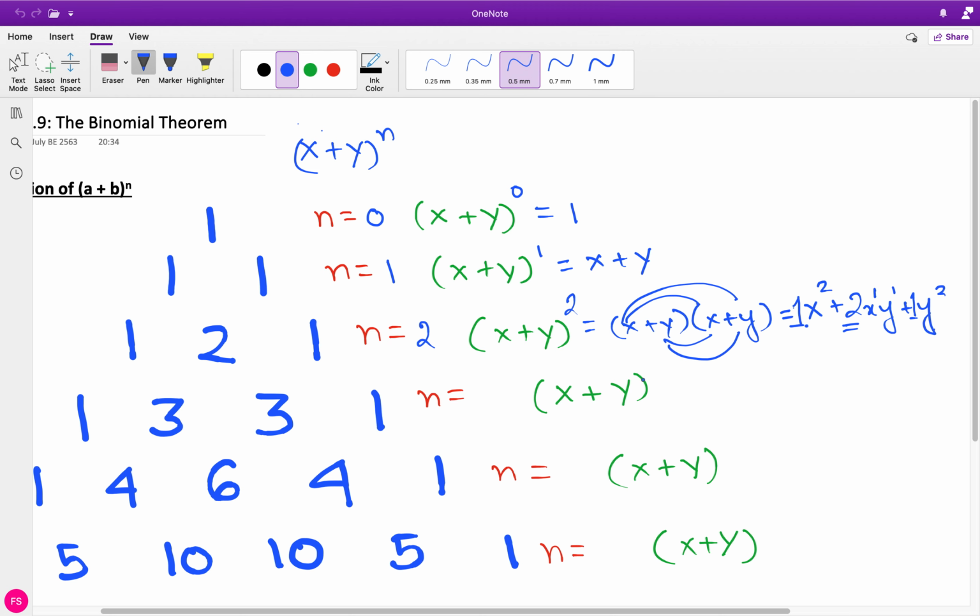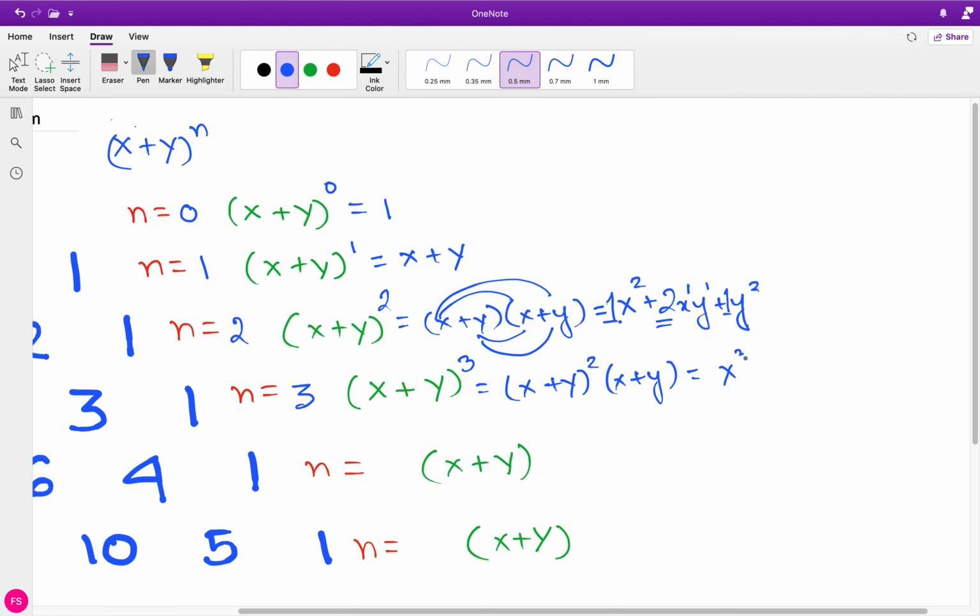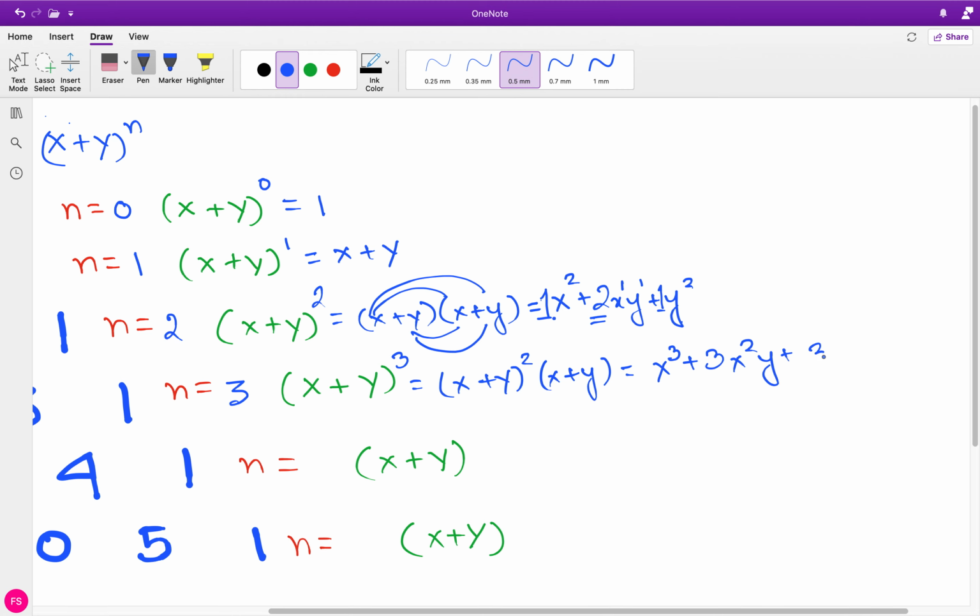Let me show you another example. For this, the n equals 3. So x plus y to the power of 3, what does this equal? This means you multiply this whole thing, because x plus y to the power of 2 times x plus y again. So if you take everything over here and then multiply, distribute, you are going to get x cubed plus 3x squared y plus 3xy squared plus y cubed.